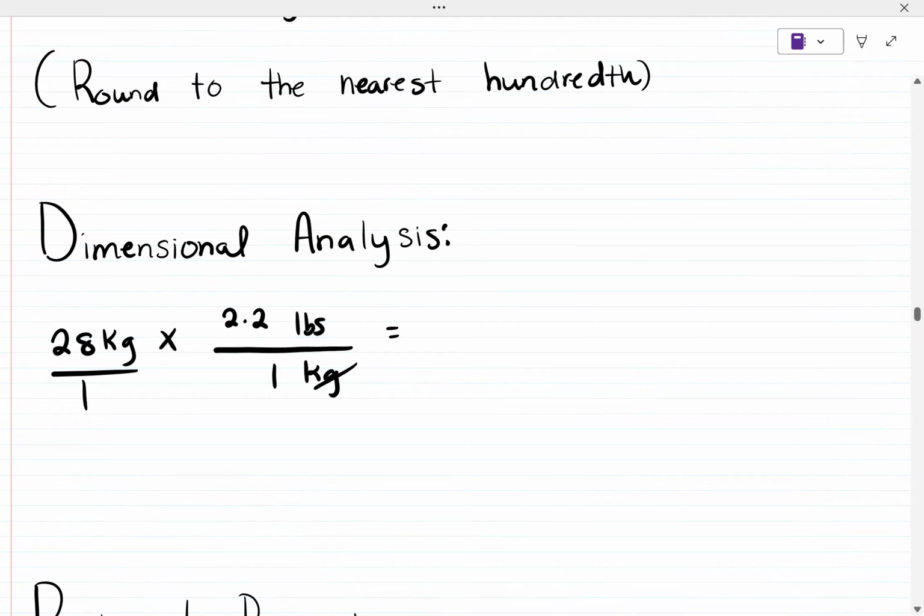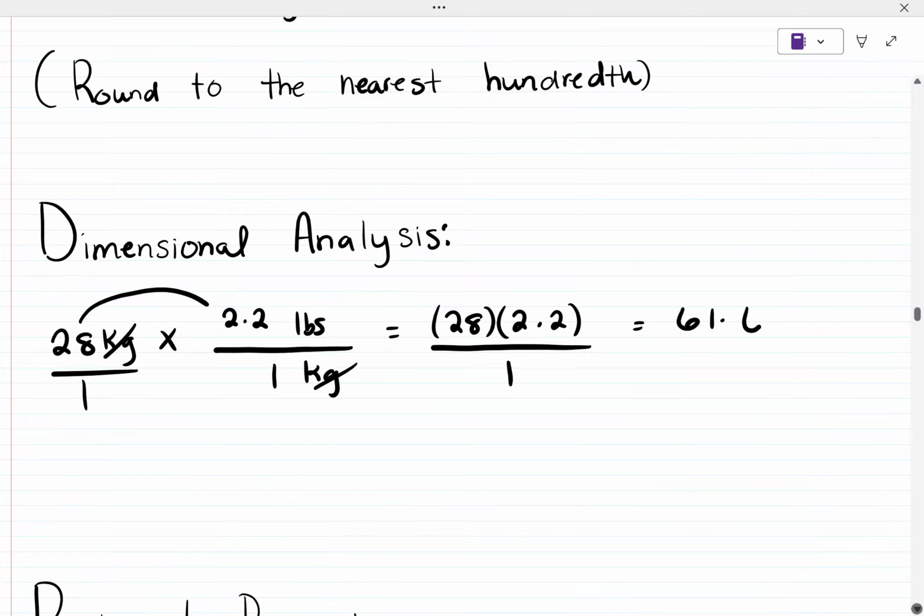And then the kilograms disappears. And then you multiply across. So 28 times 2.2. And then on the bottom, it's 1. And when you put it all together, you get 61.6. Now, the direction says round to the nearest hundredths. This is our final answer.